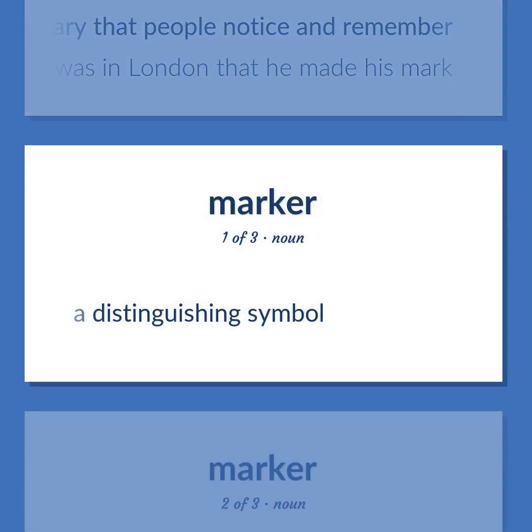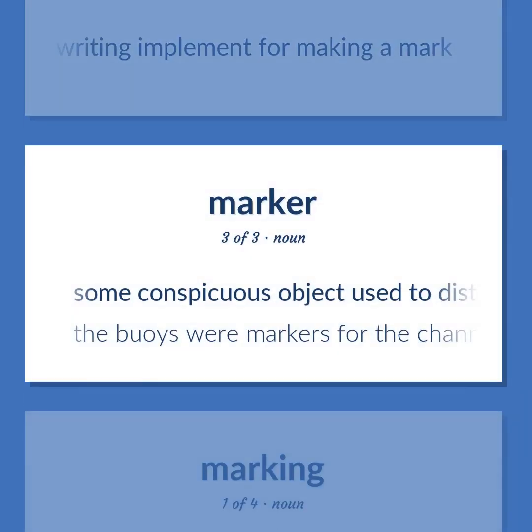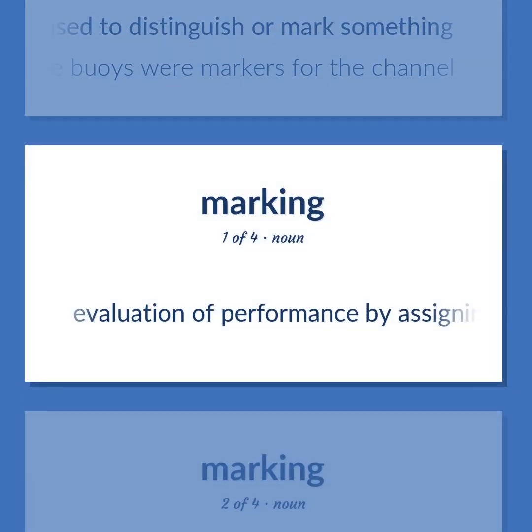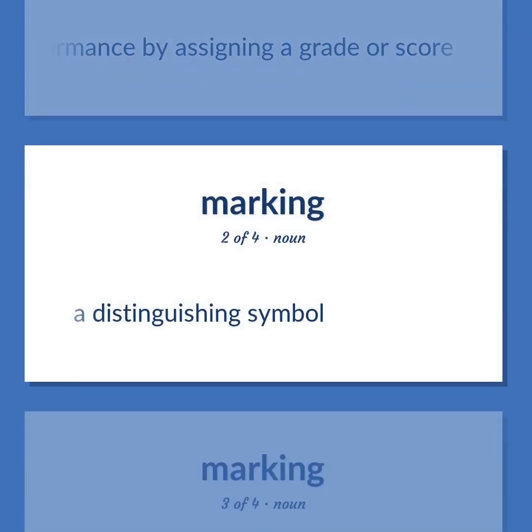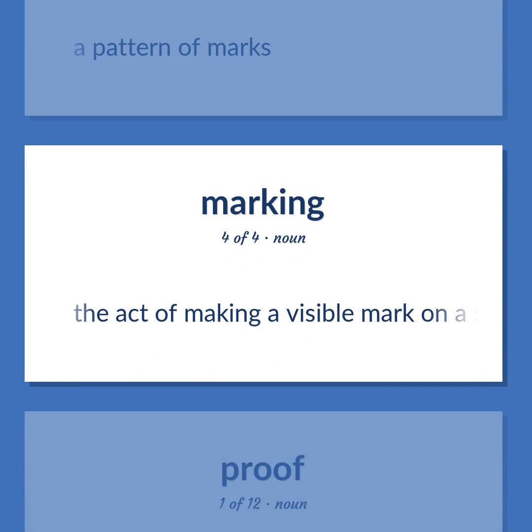A distinguishing symbol. A writing implement for making a mark. Some conspicuous object used to distinguish or mark something. The buoys were markers for the channel. Evaluation of performance by assigning a grade or score. A distinguishing symbol. A pattern of marks. The act of making a visible mark on a surface.